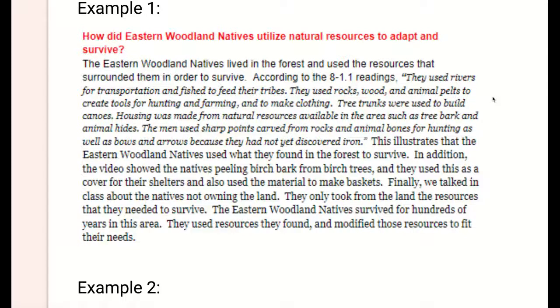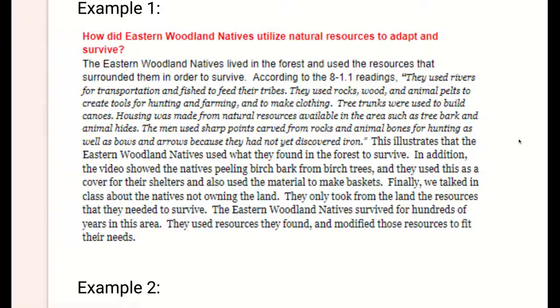They used rocks, wood, and animal pelts to create tools for hunting and farming and to make clothing. Tree trunks were used to build canoes. Housing was made from natural resources available in the area, such as tree bark and animal hides. The men used sharp points carved from rocks and animal bones for hunting, as well as bows and arrows, because they had not yet discovered iron. This illustrates that the Eastern Woodland natives used what they found in the forest to survive.